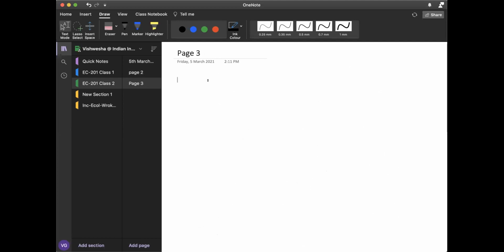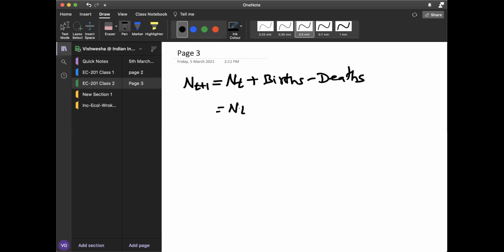So if I now put these together, what do we get? We get that the number of individuals at time t plus 1 is equal to the previous generation size nt plus the number of births. Let me just write the equations again. Minus deaths, right? So R0 times nt, that's the total number of births, and the total number of deaths will be d times nt.